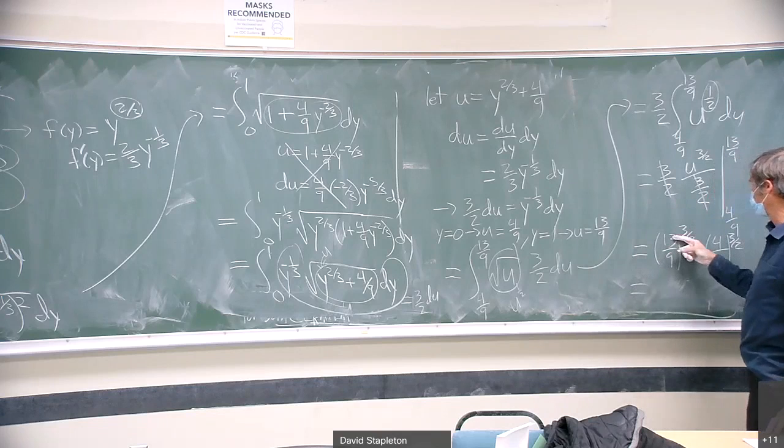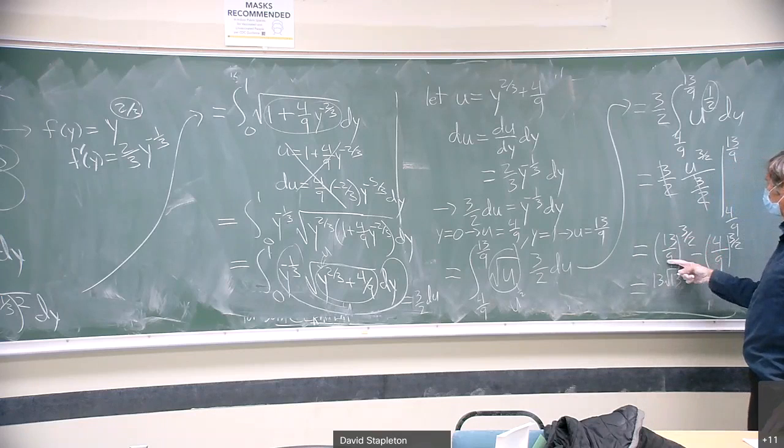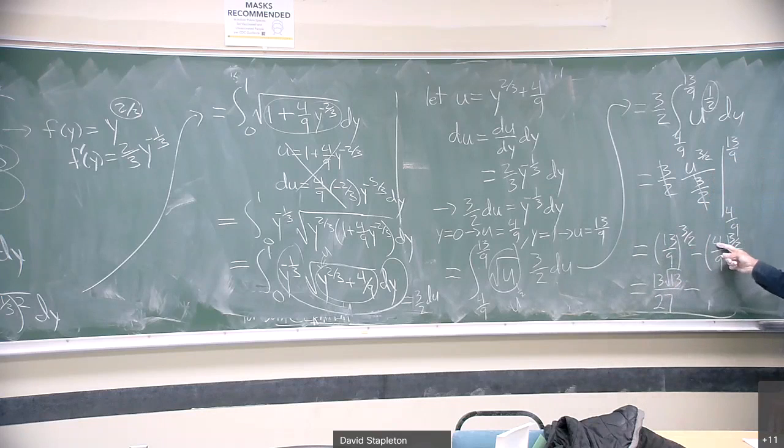Well, this looks like 13 square root 13, right? 13 to the 3/2 is 13 square root 13. 9 to the 3/2, well, square root of 9 is 3, and then you cube that, you get 27. And then minus this one, 4/9 square root is 2/3, and then cube gives you 8 27ths. And there it is. It looks like this is what you had before, right? It's 13 square root 13 minus 8 all over 27.